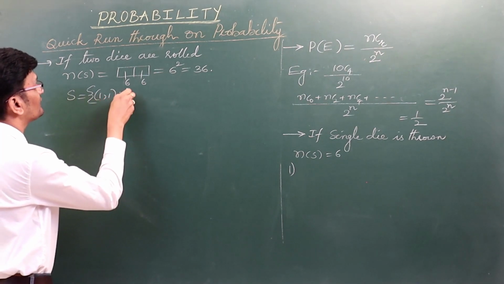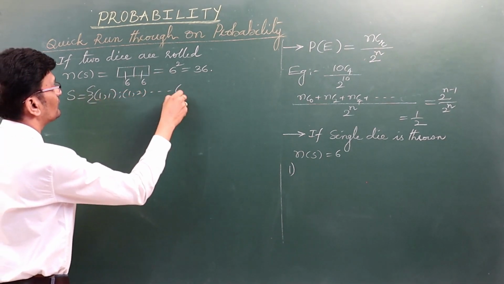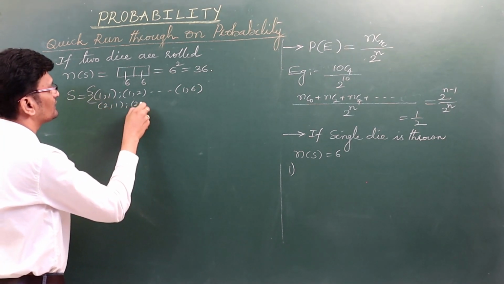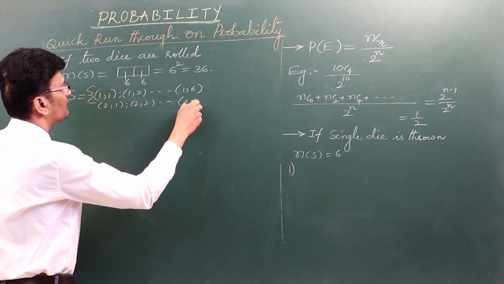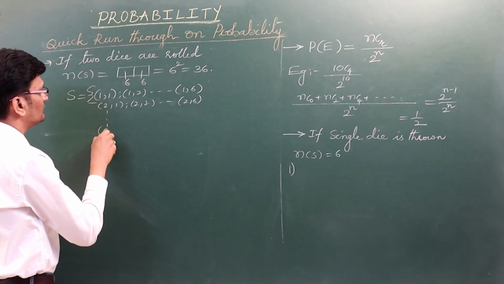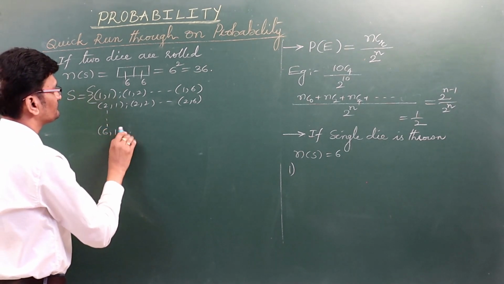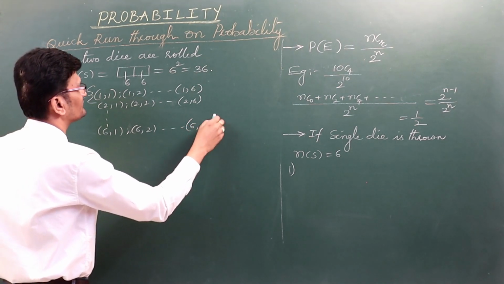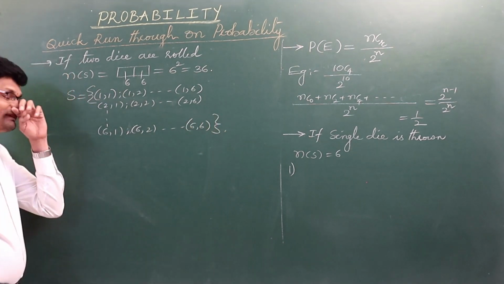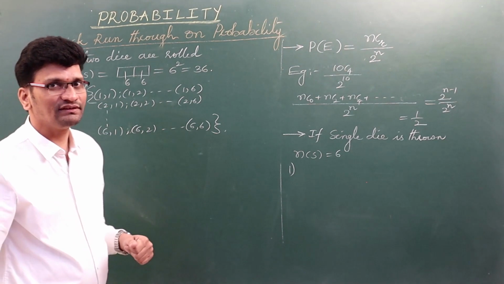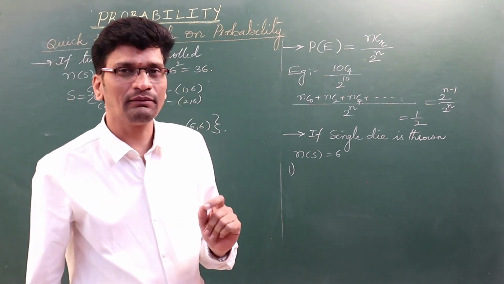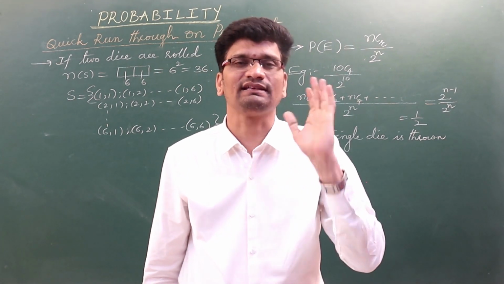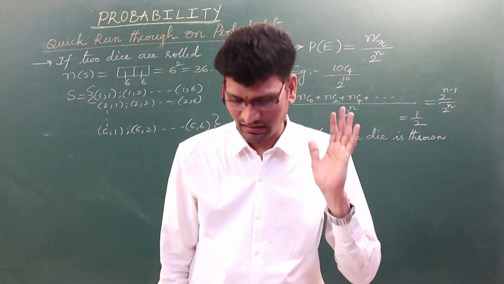They are like this: 1 comma 1, 1 comma 2 and so on, 1 comma 6. 2 comma 1, 2 comma 2 and so on, 2 comma 6, and so on. 6 comma 1, 6 comma 2 and so on, 6 comma 6. So this is the sample space in which 36 sample points are there. Therefore, n(S) is equal to 6 square, 36. Is it clear?